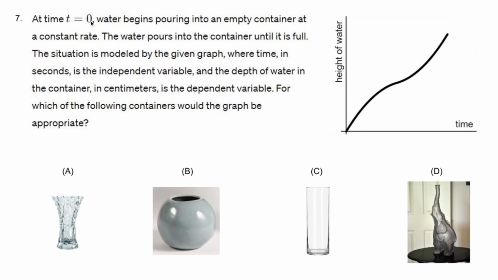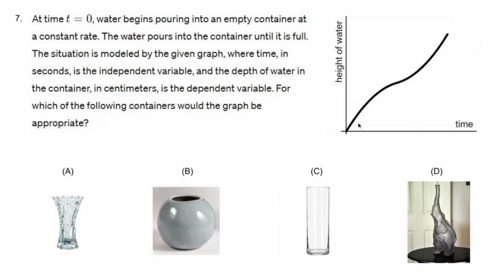At time t equals 0, water begins pouring into an empty container at a constant rate. The water pours into the container until it's full. The situation is modeled by the given graph, where time in seconds is the independent variable, and the depth of the water in the container in centimeters is the dependent variable, the height of the water. For which of the following containers would the graph be appropriate?